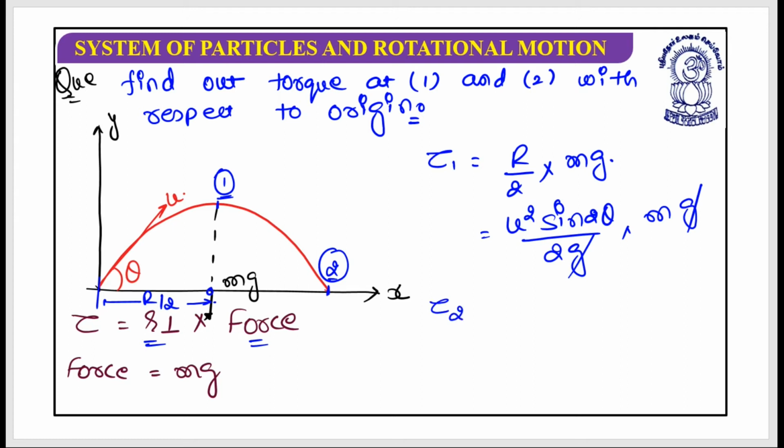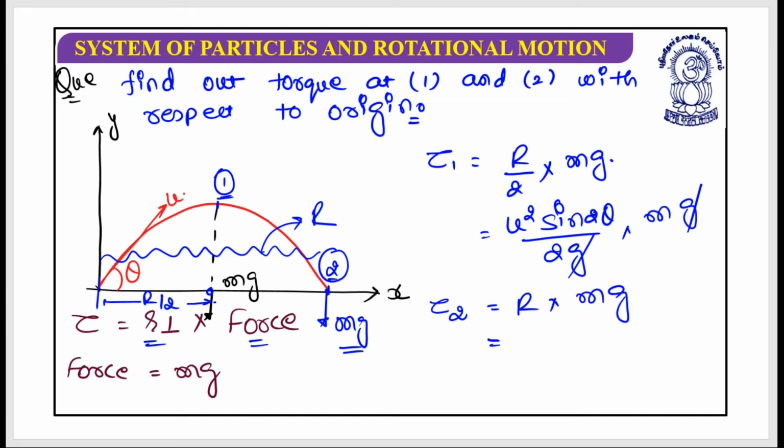At this point we require the torque with respect to origin. mg is the only force acting, and this distance is the range. So torque 2 is the range multiplied by mg. That's it. The range could be replaced as u square sine 2 theta divided by g, multiplied by mg. The g cancels, and that could be written as m u square sine 2 theta in newton meter.